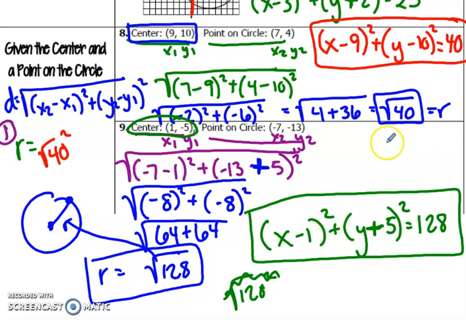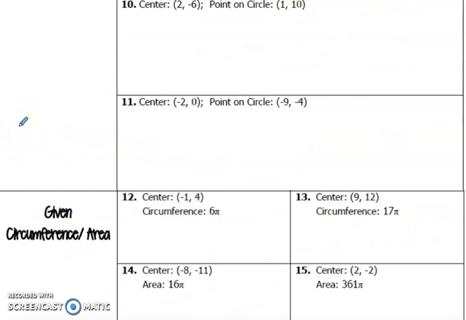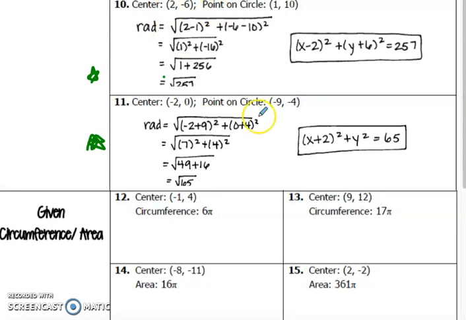All right. I want you guys to try these next two. They're exactly what we just did. I just want you to try them on their own. Can you write the equation with the center and then a point on the circle? So press pause and try those on your own. Let's check our answers. For number 10, if you end up doing the distance formula, you get the square root of 257. So when you square root it, you would just have 257 in your formula.